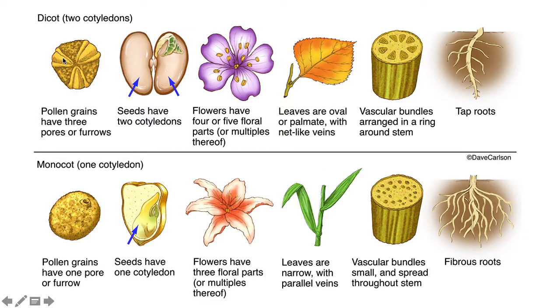So to show you some pictures of this, here's the pollen grain. This is eudicots with the 3. Okay, so 1, 2, 3. This picture shows the 2 baby leaves right here, 1, 2, and then multiple parts, venation, and you can see it's arranged in a ring. Another difference is that eudicots usually have tap roots. Monocots, there's the 1 pore, 1 baby leaf, parallel veins. You can see they're just kind of spread throughout, and fibrous roots.